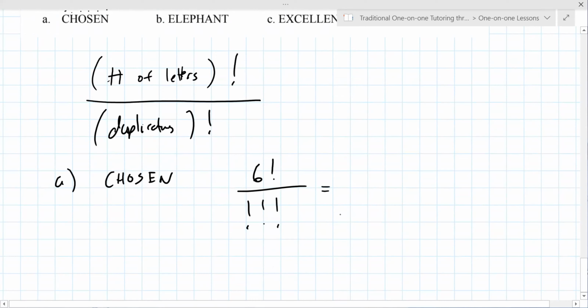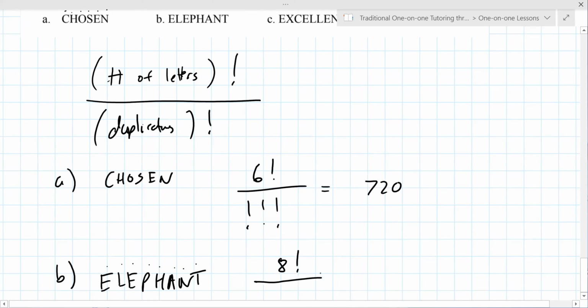Gotcha. That's not particularly helpful, but 6 factorial is 720. So we'll do elephant next, E-L-E-PHANT. Okay, there you are: 1, 2, 3, 4, 5, 6, 7, 8 letters. So that's 8 factorial. Are there any duplicate letters?